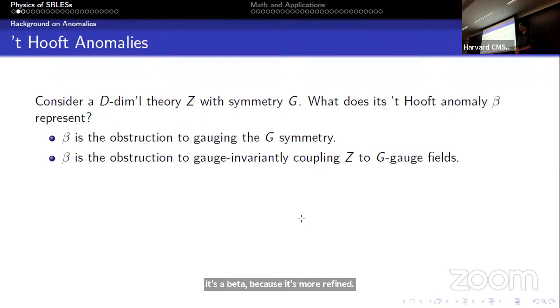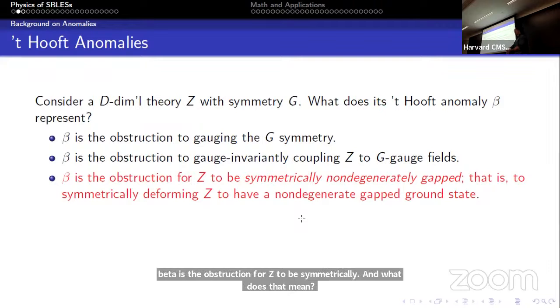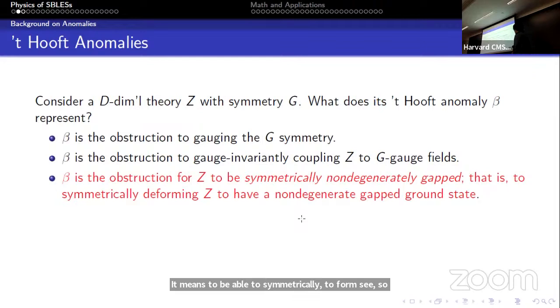But in this talk, here's the perspective that we take. Beta is the obstruction for Z to be symmetrically non-degenerately gapped. What does that mean? It means being able to symmetrically deform Z. You can think about adding some G-symmetric terms into the Lagrangian so as to deform into a theory that has a non-degenerate gap. So it's sort of a trivial theory. The standard way people say it is that if Z has a non-trivial anomaly, then it cannot have a symmetry-preserving gap. That's the perspective we'll be taking on.